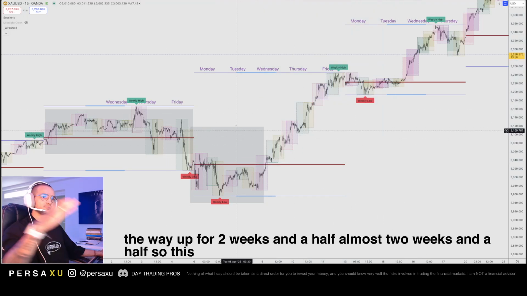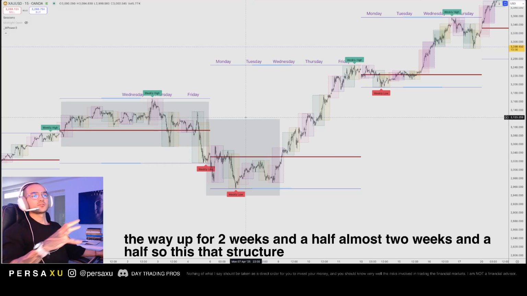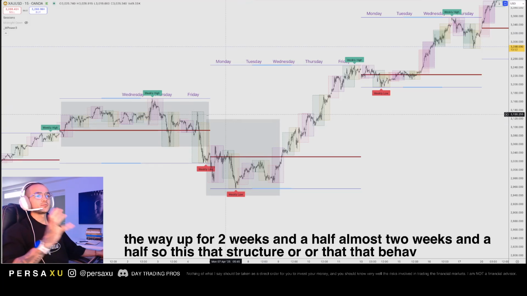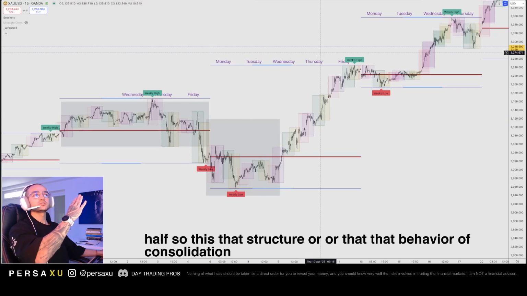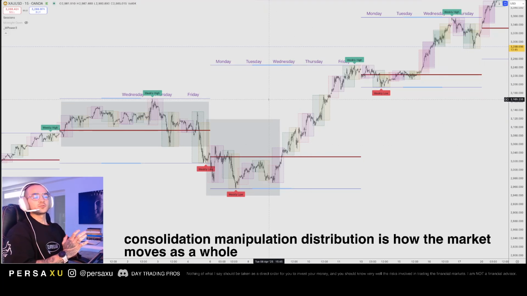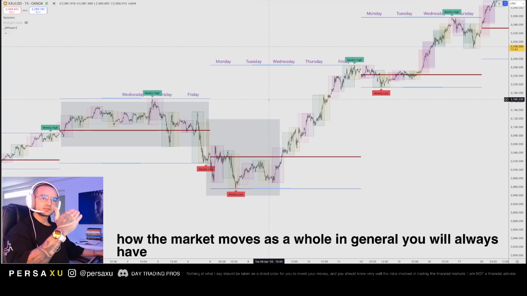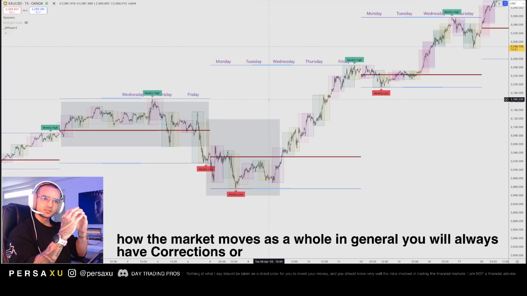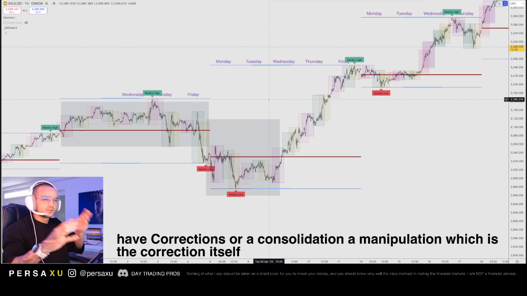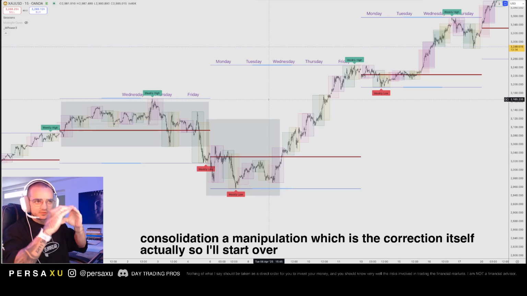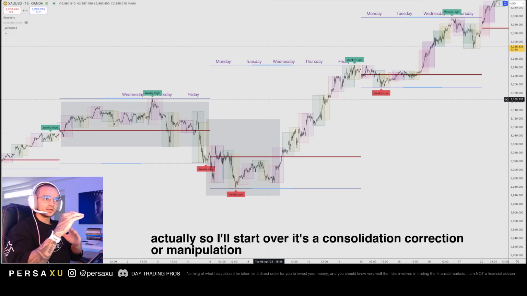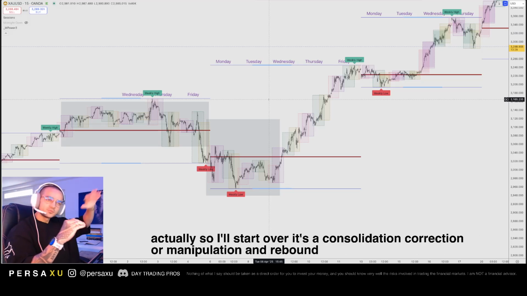So that structure or that behavior of consolidation, manipulation, distribution is how the market moves as a whole in general. You will always have corrections or a consolidation, a manipulation, which is the correction itself actually. So I'll start over. It's a consolidation, correction or manipulation, and rebound or distribution.